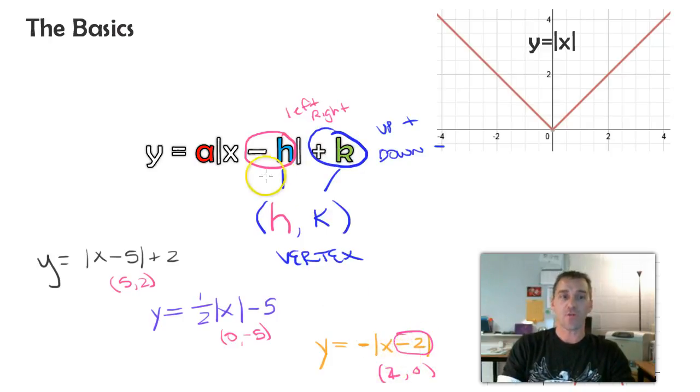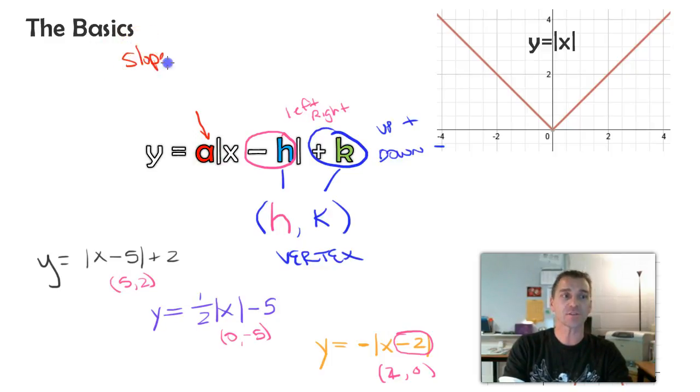Now notice, that's the vertex. This is something, though, that we haven't talked about yet. It's this goofy thing right here. What is this a value? Notice some of them don't have an a value in front at all. That value right there in front of the absolute value symbol, sometimes it's just a 1, which you don't really see. Sometimes it's a half. Sometimes it's negative. What this a represents in this form is this. Ready? And yes, you should be writing all this in your notes, all of it.